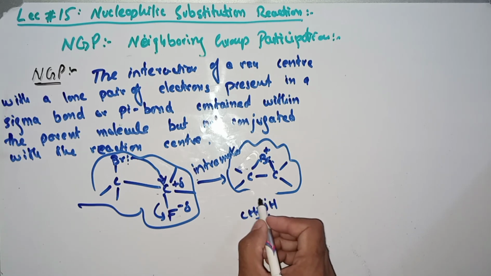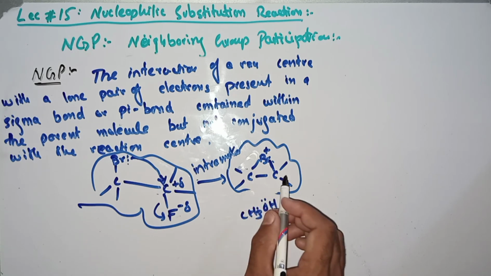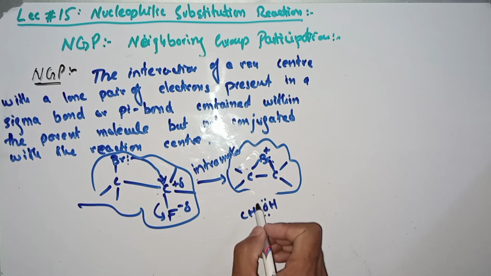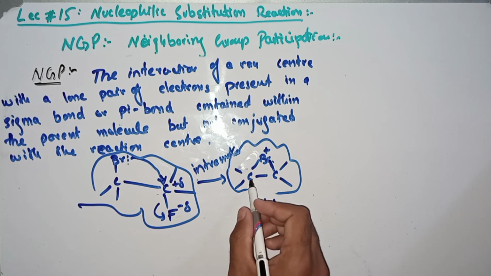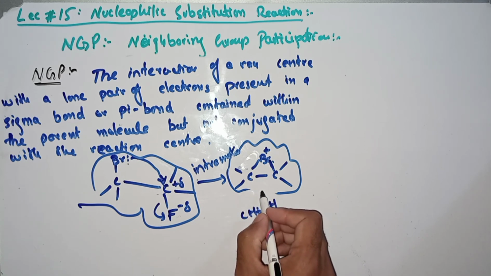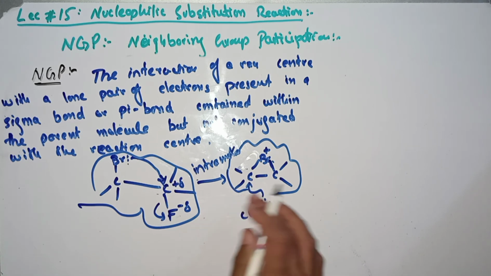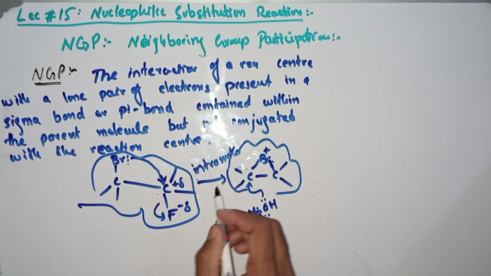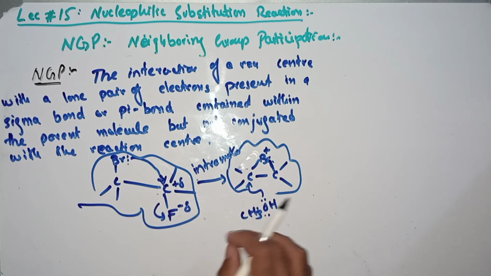So this methanol can attack on both carbons, carbon number 1 as well as carbon number 2. When it attacks on carbon number 1, now an SN2 process will be produced. The whole mechanism is the SN2 mechanism.